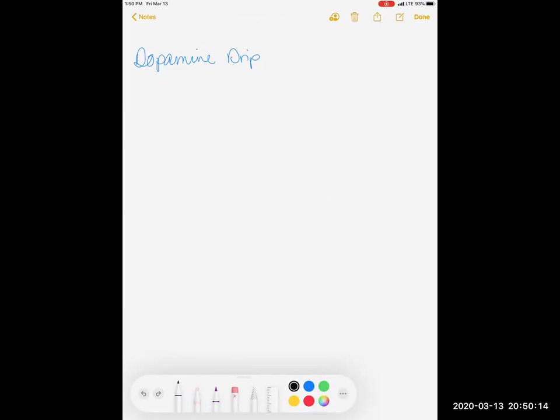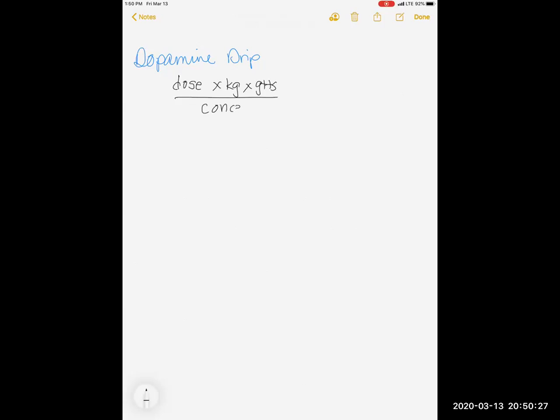Okay, the general formula I'm going to use is dose times weight, and this is your drip set, over your concentration. So let's work this out.